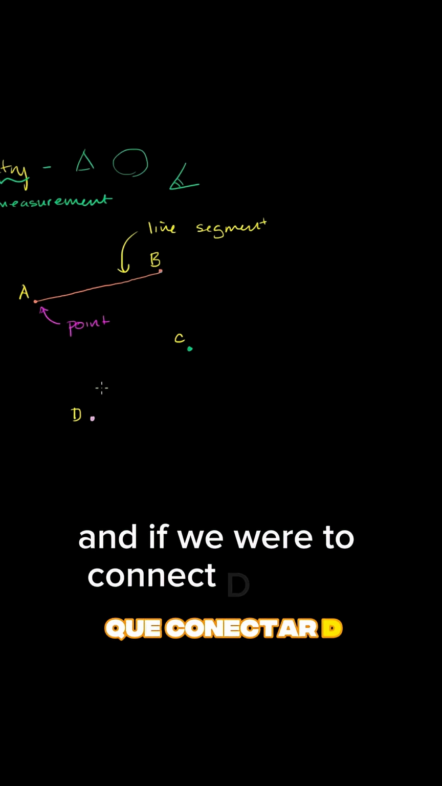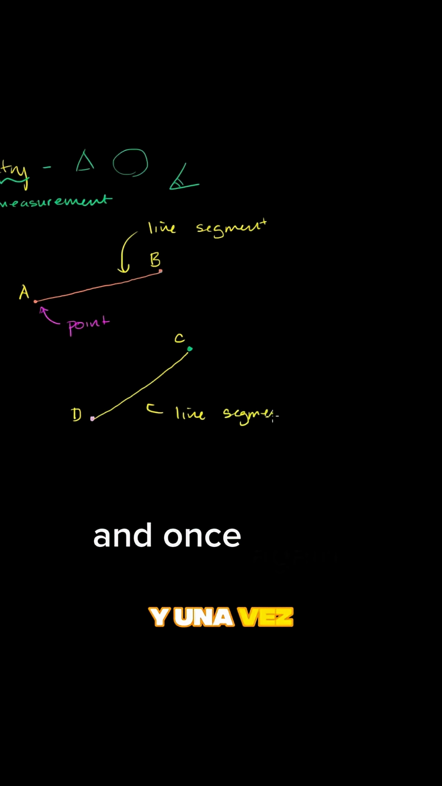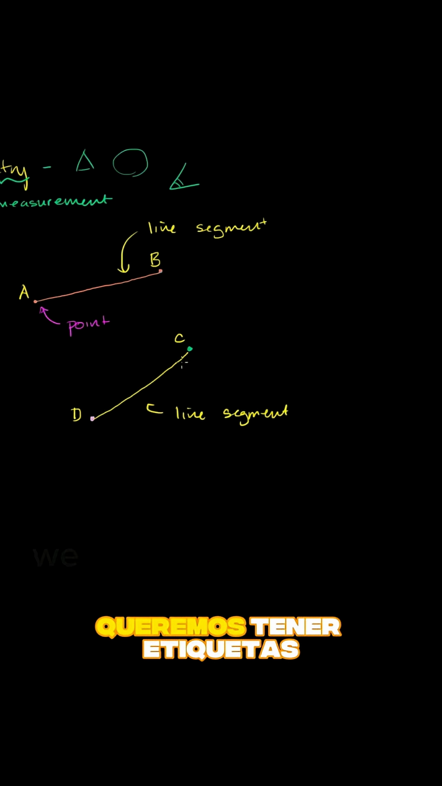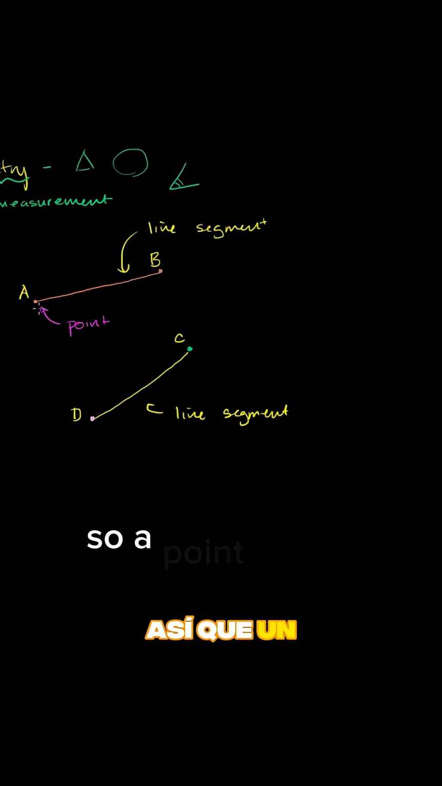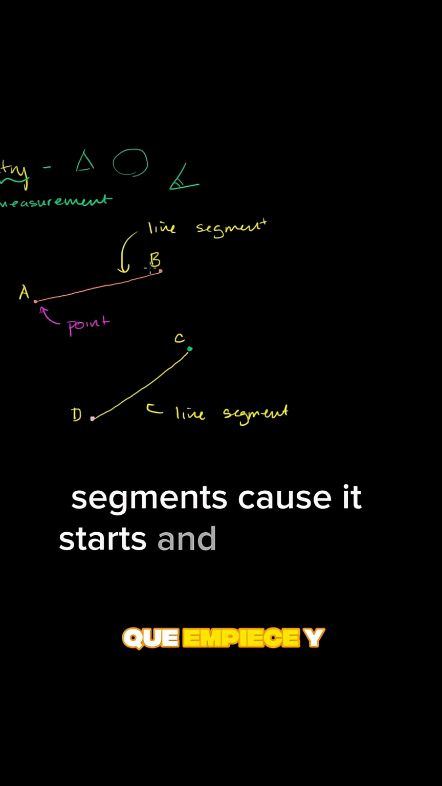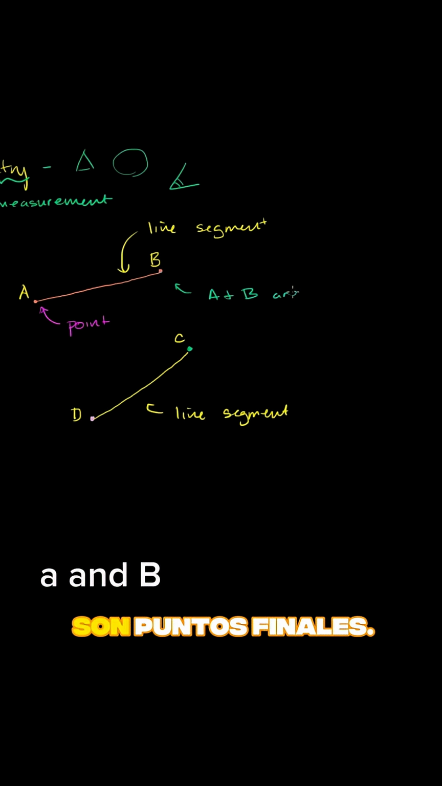And if we were to connect D and C, this would also be another line segment. And once again, because we don't always have the luxury of colors, this one's clearly the orange line segment, this is clearly the yellow line segment, we want to have labels for these line segments. And the best way to label the line segments is with their endpoints, and that's another word here. So a point is just literally A or B, but A and B are also the endpoints of these line segments, because it starts and ends at A and B. So let me write this, A and B are endpoints.